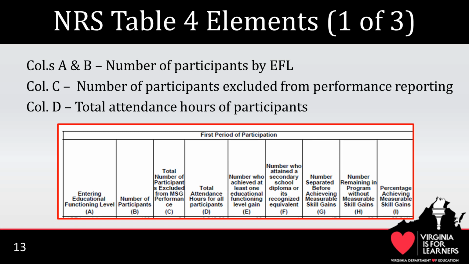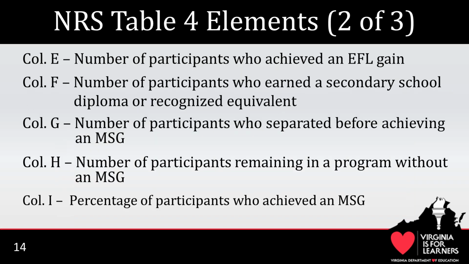Although this column falls under the broader category of first period of participation, the attendance that is reported under column D represents a participant's total attendance, including any attendance outside of the first POP. Columns E and F provide the number of participants recognized for achieving an MSG in their first POP. Column E provides EFL gain information. Column F provides secondary credential attainment information.